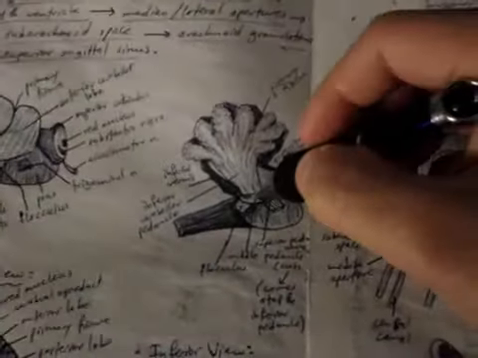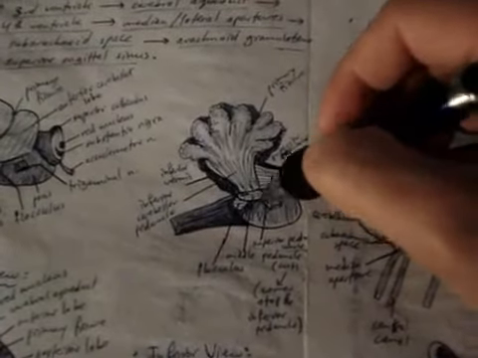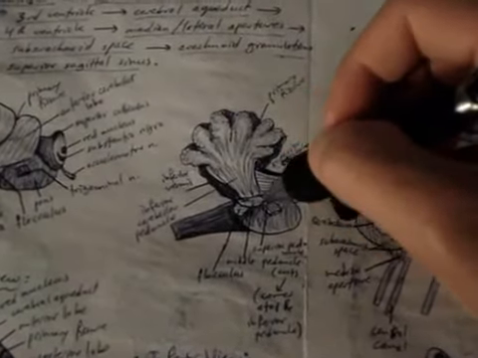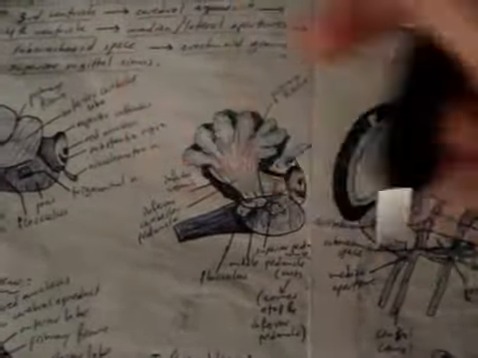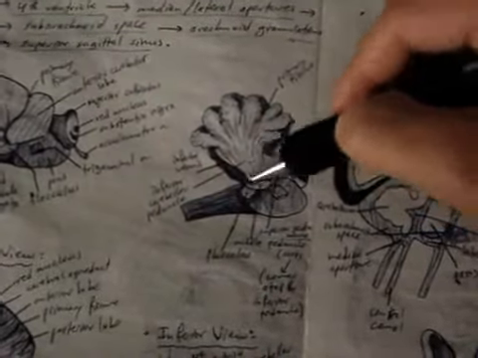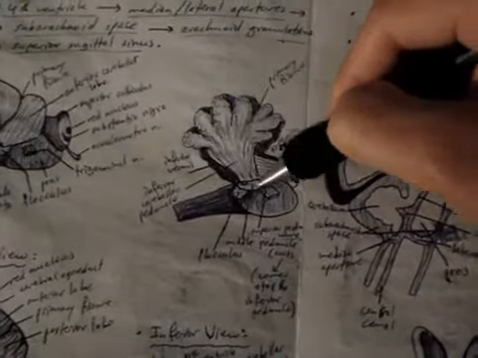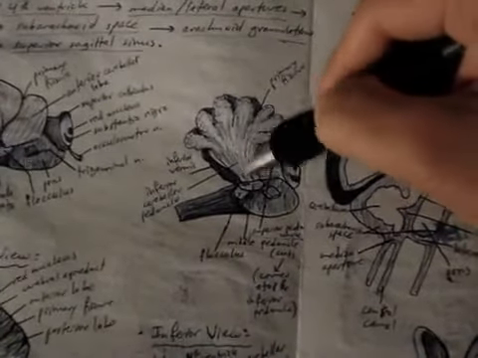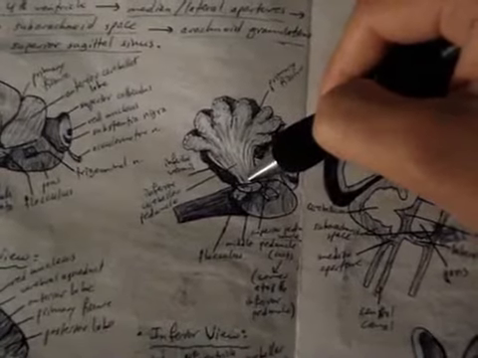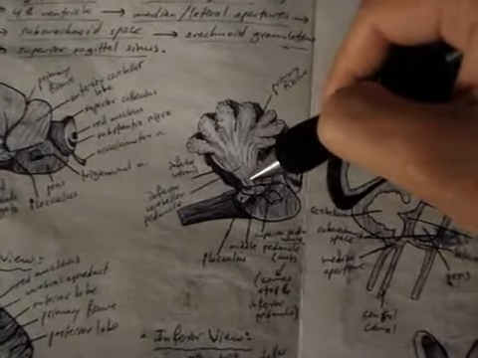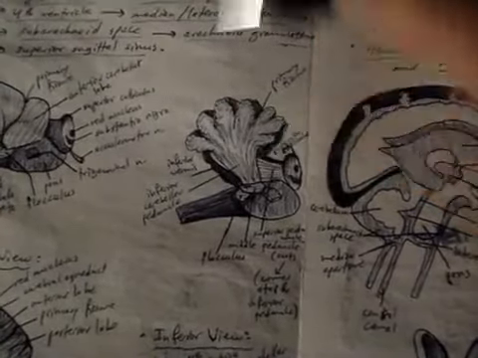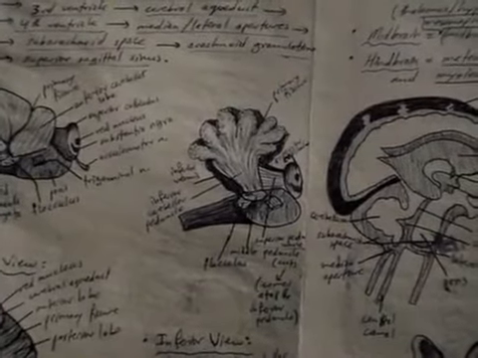We said that the middle cerebellar peduncle, the one that connects the pons to the cerebellum, is the most lateral. So here the cutting was made a little too deep, so that's why we do not see this middle cerebellar peduncle. Instead we see the inferior cerebellar peduncle that connects the medulla to the cerebellum.